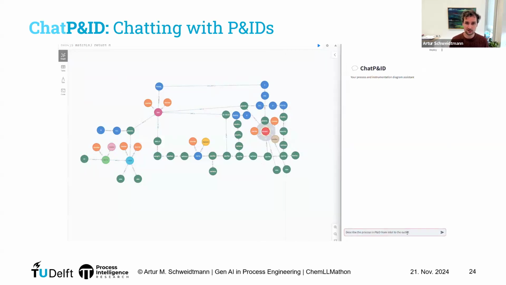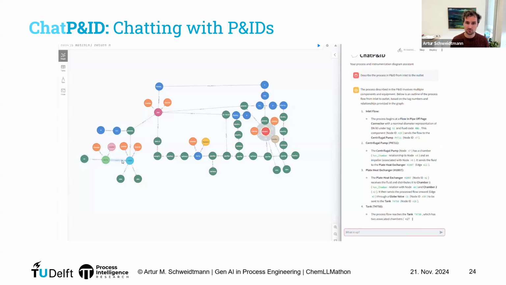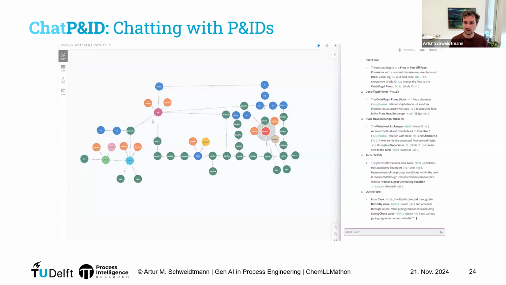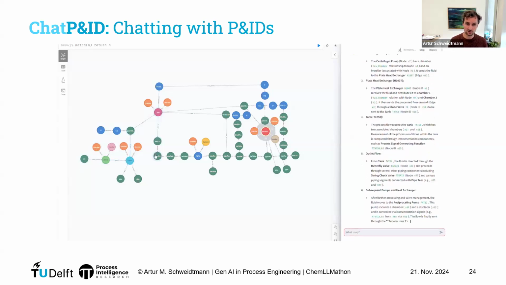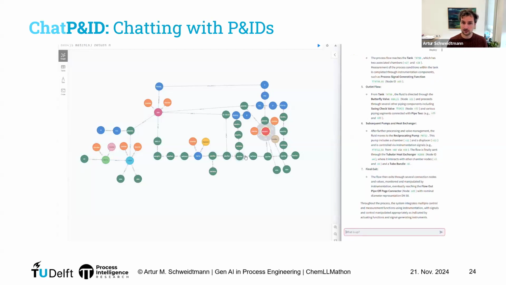So what we do here is you can ask questions like, describe the process in P&ID form from inlet to outlet. And you see the large language model is just generating the text relatively quickly. If you go through the details, it's actually referring to the nodes because it has access to the graph. And you can write text. You can adapt the graph. You can use this interaction.